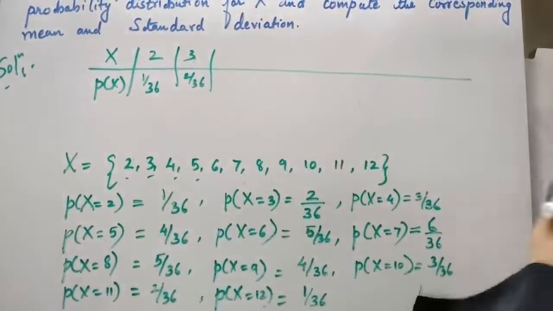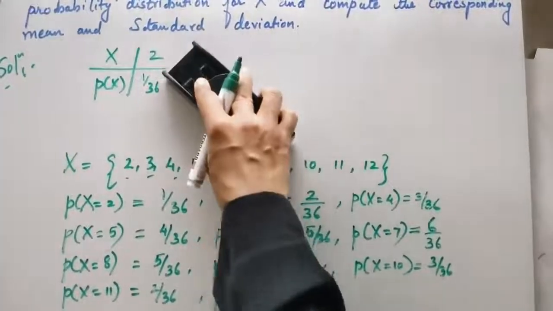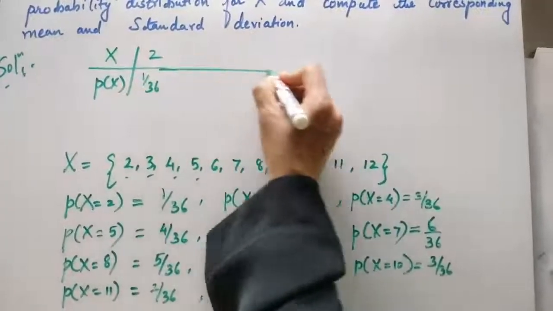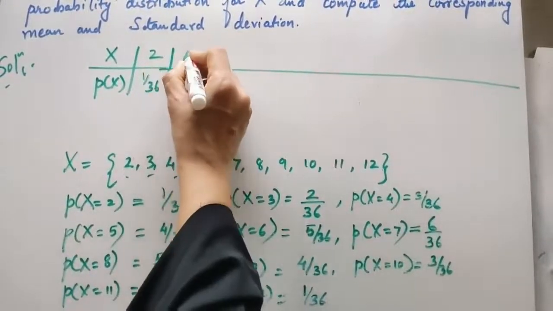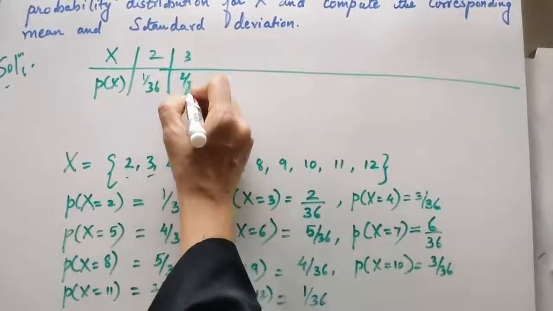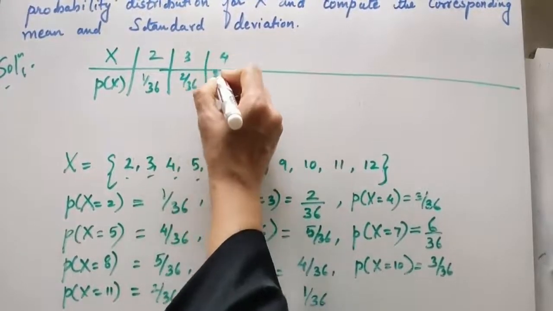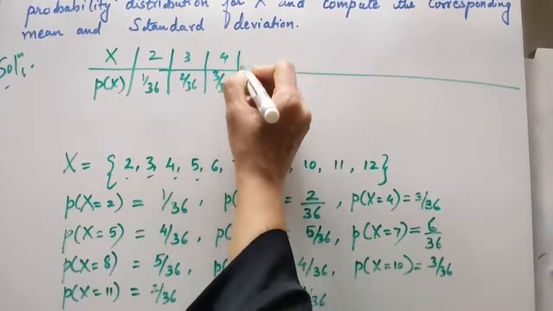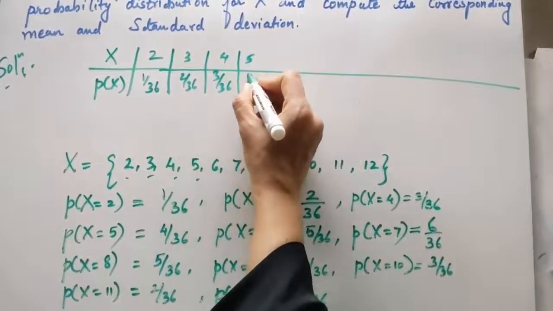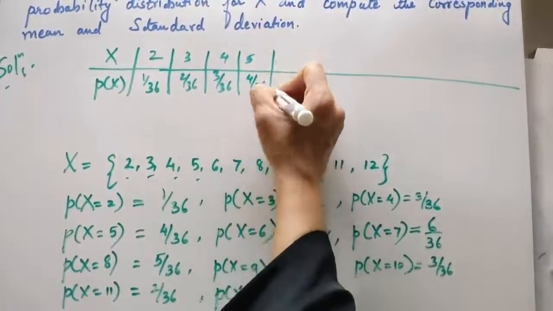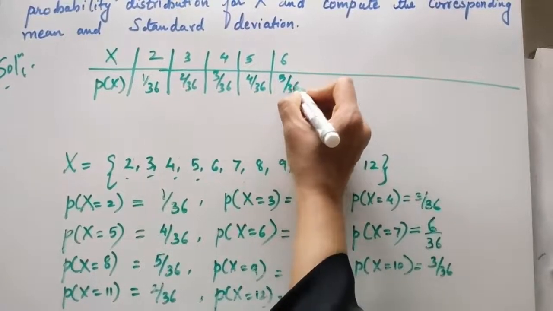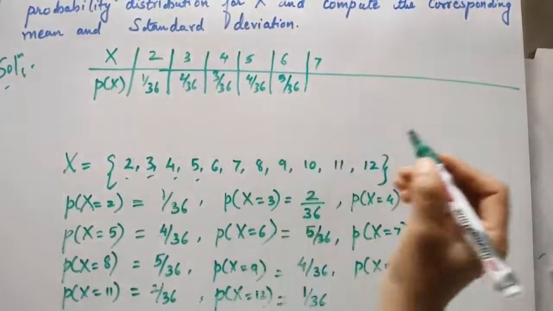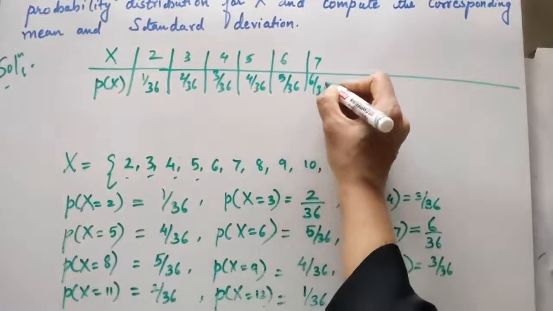You need to have lots of columns here, so I need a little more space. I'll just continue my line. About 11 such partitions I need. So 3, it's 2 by 36. 4, it is 3 by 36. 5, it is 4 by 36. 6, it is 5 by 36. 7, it's 6 by 36.